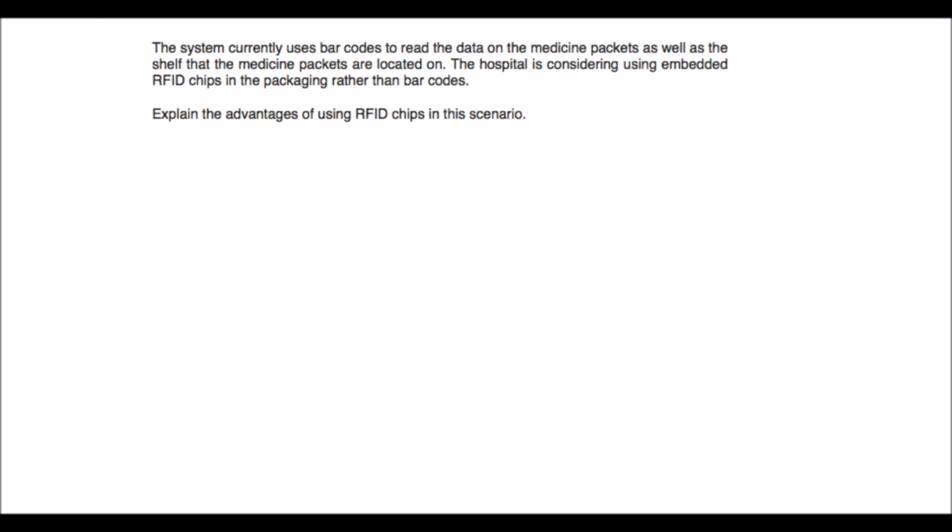Now, this question says the system is currently using barcodes to read the data on the medicine packets as well as the shelf that the medicine packets are located on. The hospital is considering using an embedded RFID chip in the packaging rather than a barcode. Explain the advantages of using an RFID chip in this scenario. Well, first thing you can see here is it can be read at a greater distance, which means they don't need to move closer to the shelf before they can read the data. So if they use RFID, they can actually read the data from a greater distance.